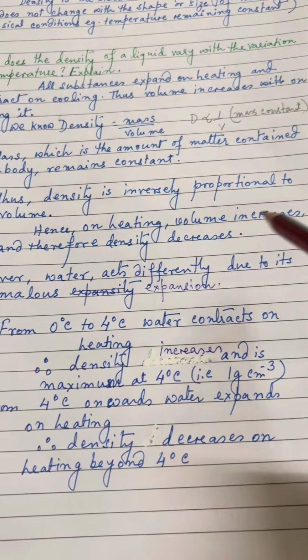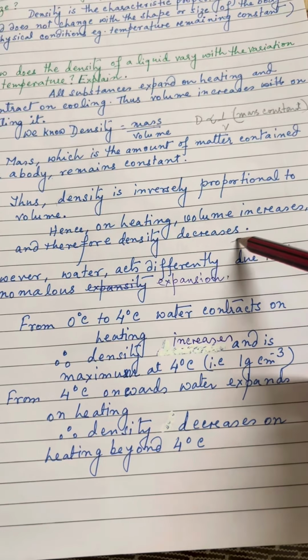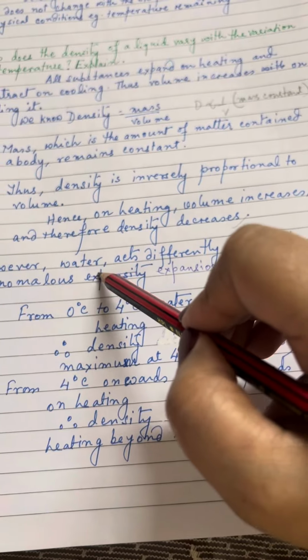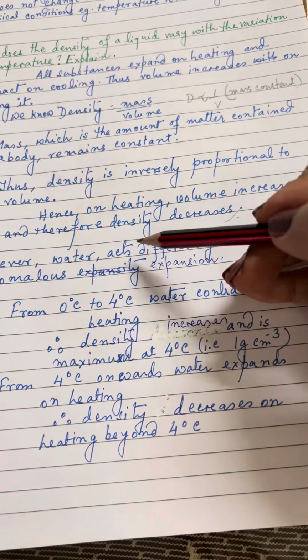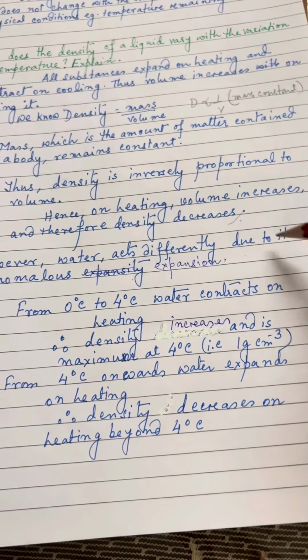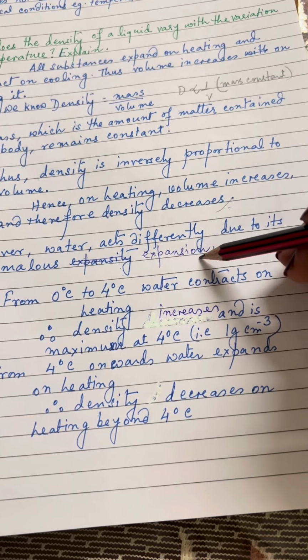Hence, on heating the volume increases and therefore, the density decreases. Up to here it has been understood. Now, we will come to water, which shows an exceptional behavior, or we say the anomalous behavior. It acts differently. Why does it act differently? Because of its anomalous behavior or the anomalous expansion.